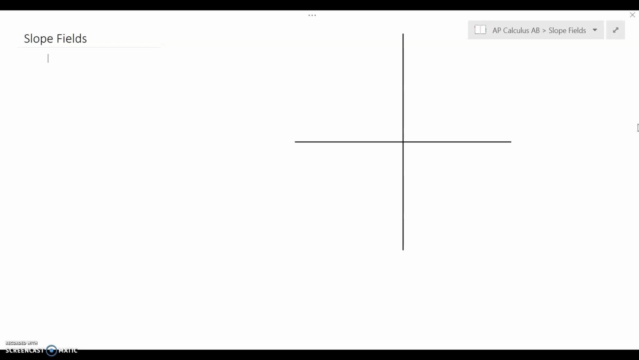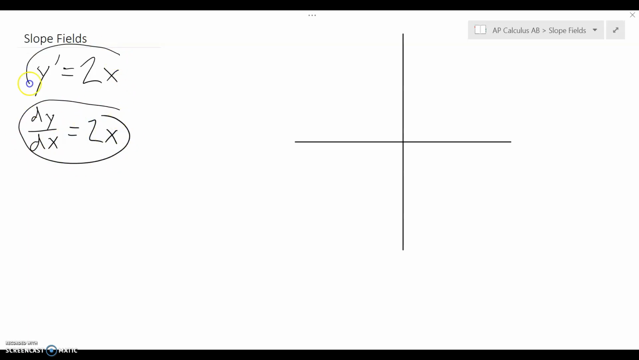And that problem that we're going to look through is a differential equation. And we're going to keep it pretty simple in terms of what our differential equation is. We're going to say y prime equals 2x. Another way we can write that is dy over dx equals 2x. So one of two different ways that you'll see slope equations or slope fields presented.